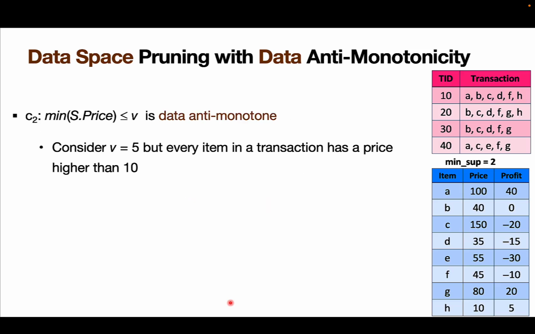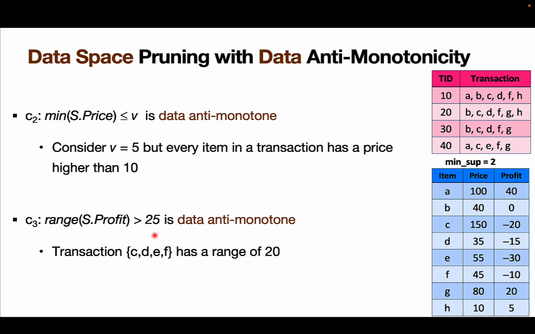Another example, minimum s.price less than or equal V. Let's say V equals 5, but every item in a transaction has a very high price like 10. So none of the items in this transaction is going to make this constraint true, so it's safe to remove it.